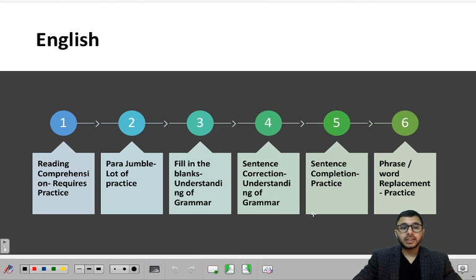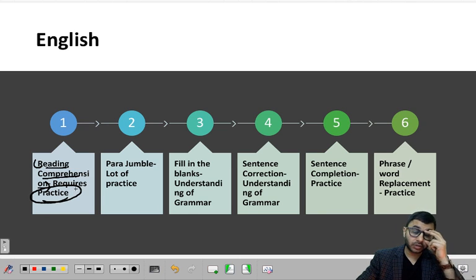Then the next one is English. In English, how do you prepare and what all areas need to be covered? The first is reading comprehension. Reading comprehension can only be done through practice. So if you don't practice, you cannot expect yourself to be good at reading comprehension.